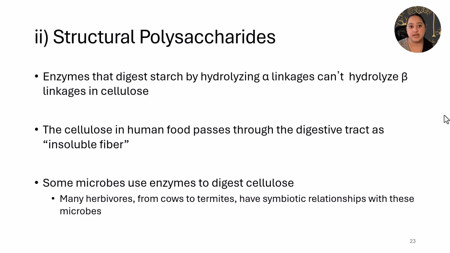So in us humans, we can't break down cellulose. That's why the cellulose in human food passes through our digestive tract, and that's actually what we know as fiber, or dietary fiber, insoluble fiber, because we don't have the enzymes that can break down those linkages in cellulose. Although we do have enzymes that can break down starch. So again, even though the molecules are super similar, chemistry really matters.